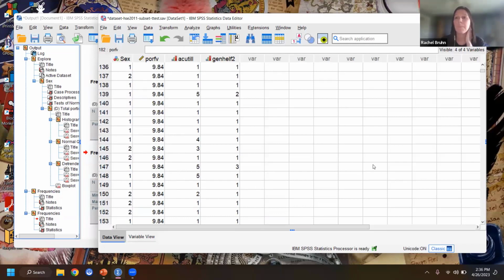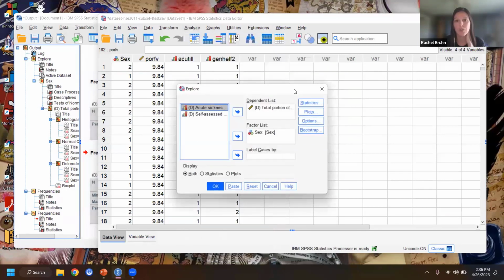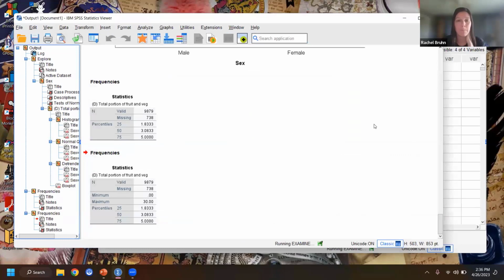Okay, we should be good now. So you would rerun those assumptions and show that the data now meets the assumption of the test.